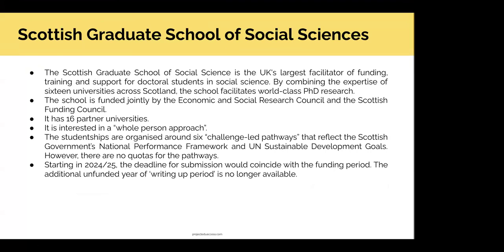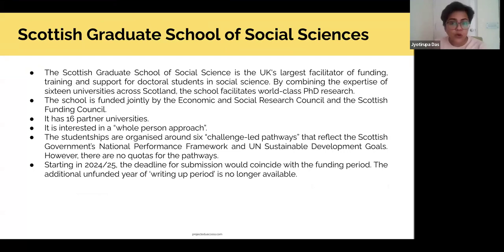Thanks, Ashita. Hi again. Okay, so the SGSSS DTP, that is the lingo, by the way, and not SGSSS, as I used to say before. It is the UK's largest facilitator of funding. It covers around 14 universities. I would name them, but that would be boring. Generally, there is my university, there is Edinburgh, Stirling, Strathclyde, Glasgow, and some other universities.